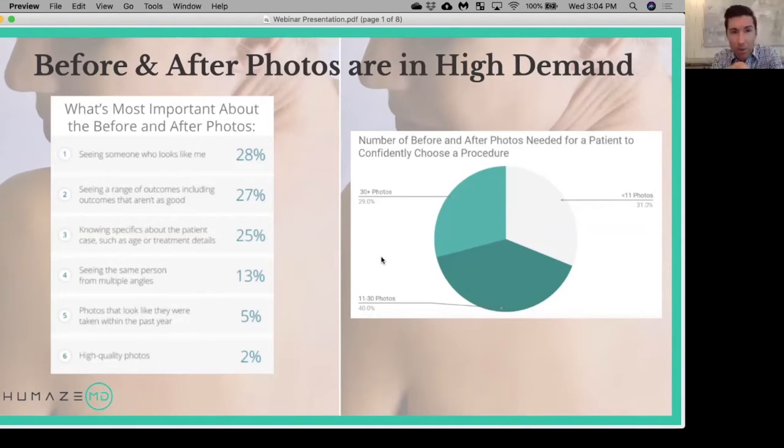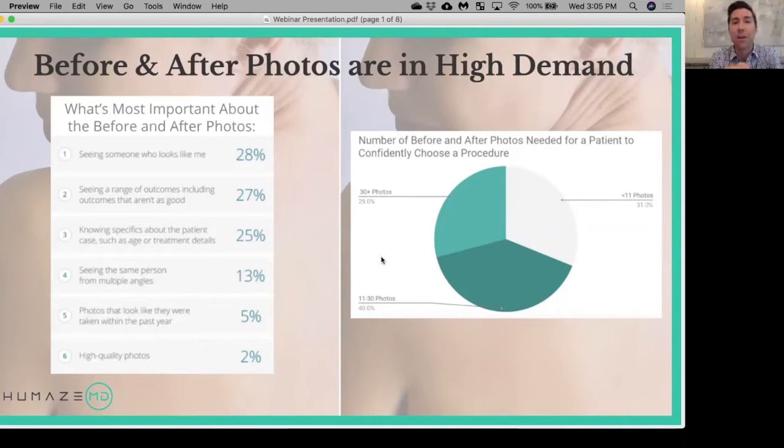So if you look at the one on the left, what's most important about the before and after photos? Seeing someone who looks like me, relevant outcomes. 28% of all these people polled said that, the highest, because somebody that goes in for a consultation or looks online, if they're a 41-year-old female, skin type 2, they don't want to be looking at a procedure on a 21-year-old male or female, because they just can't relate to it. And the photos don't have the same impact.